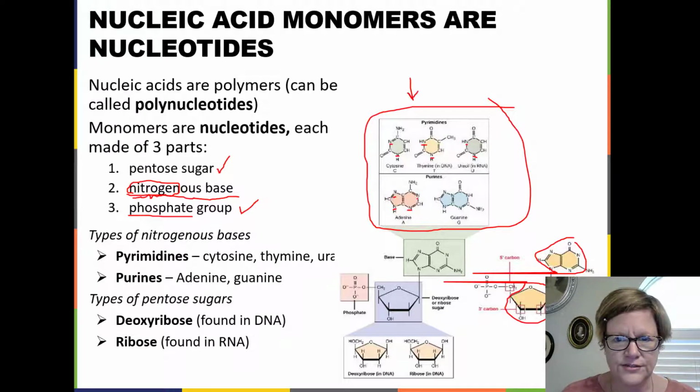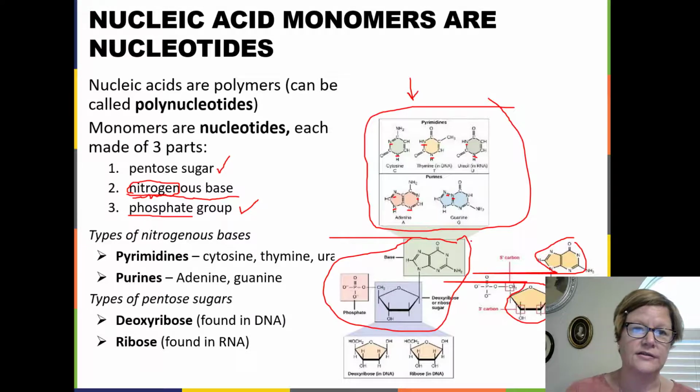Okay, see all the nitrogen in there? So look for that. So when you have a 5-carbon sugar, a phosphate group, and a nitrogenous base, that makes up one nucleotide. And then if you hook together hundreds of nucleotides into a straight chain, it doesn't branch at all, then you end up with a polynucleotide, or we just call it a nucleic acid.